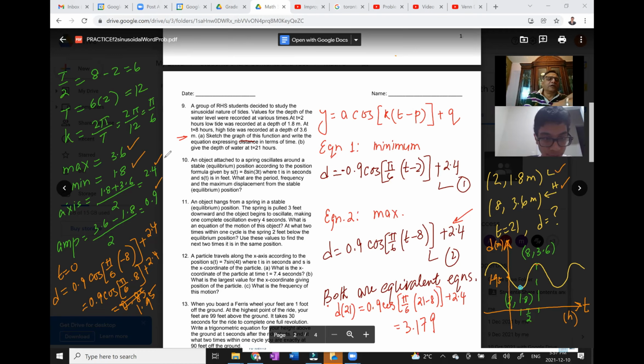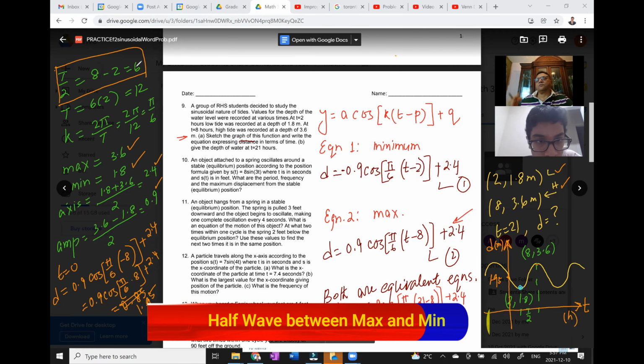And remember, when you're given maximum and minimum, that is half the way, right? So half the time period is the difference of maximum minimum. And that is how we got the time period. And from there, we calculate the value of k, correct?